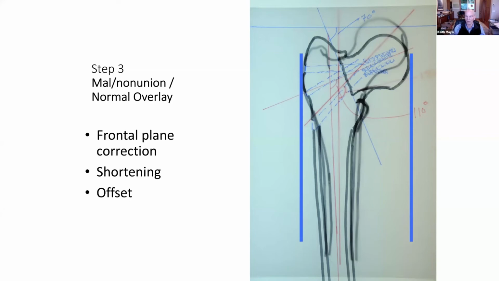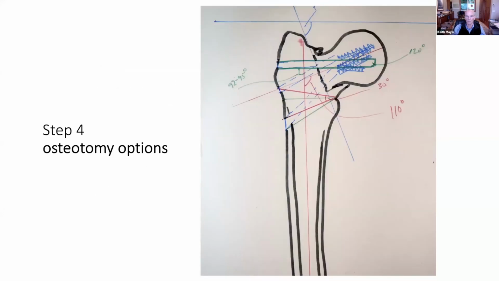And so at the end, you have all of these variables on a summation view. So frontal plane correction, leg length discrepancy, and offset. And then we're going to do a preliminary assessment of what our osteotomy options are.